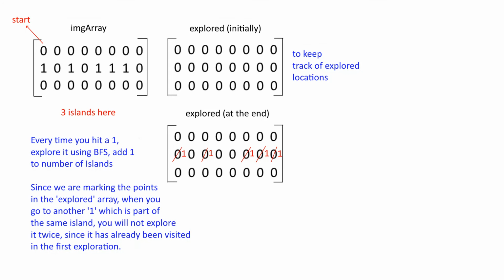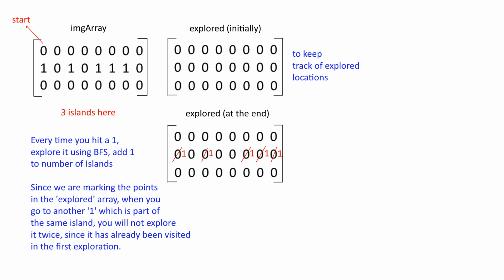I'll cover it in brief because there are many other videos on this question on LeetCode. So here is a brief explanation of the breadth first search algorithm. Once again, I won't go into too much detail because it's covered in many other videos. So you iterate along the array here, the image array. I'm keeping track of the explored locations in a vector called explored, which is the same size as the image array. Every time you hit a 1, you explore it using breadth first search, and you add a 1 to the number of islands. And since we are marking the points in the explored array, if you go to another 1 which is part of the same island, the same group of ones, you will not explore it twice because it's already been visited before.